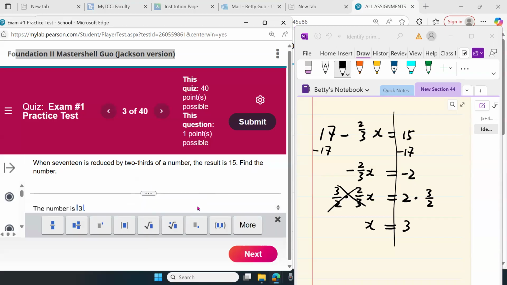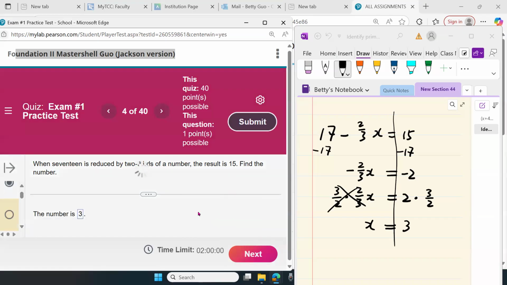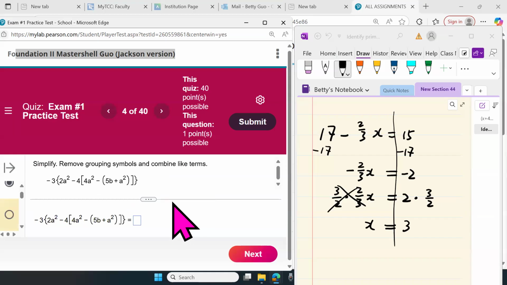We can also double check by plugging back into the original sentence. When the problem is a word problem, we should check our answer in the original sentence, not the equation you set up, just in case your equation is incorrect, right? So 17 is reduced by 2/3 of 3. 2/3 of 3 is 2. So 17 is reduced by 2 gives 15. That's correct. Next, simplify this expression.